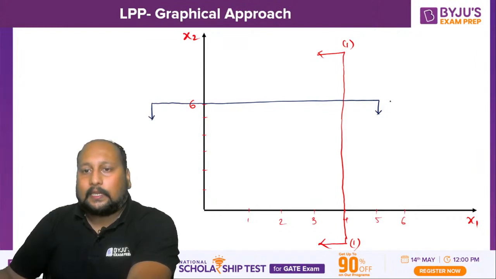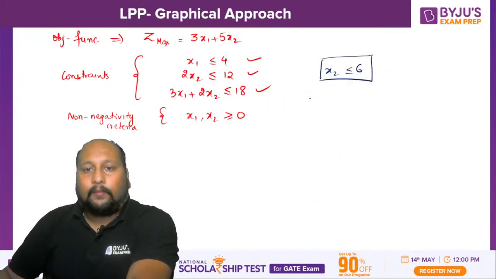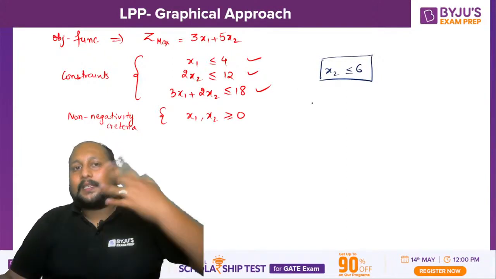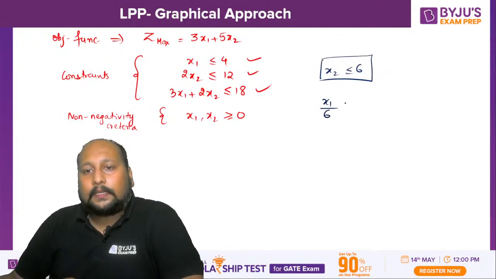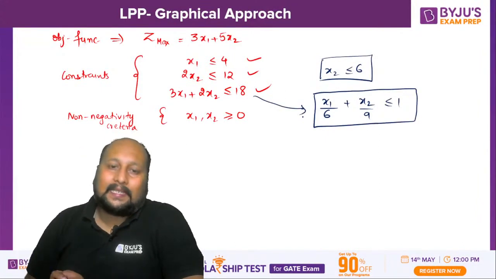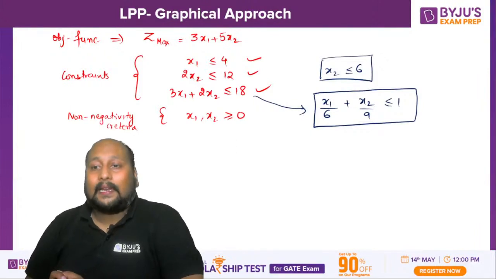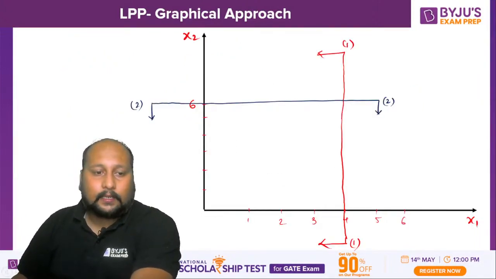This is the second constraint. Now, the third one we can write in the intercept format: x1 divided by 6 plus x2 divided by 9 less than or equal to 1. So once we have written it like this, let's try to plot it over here.